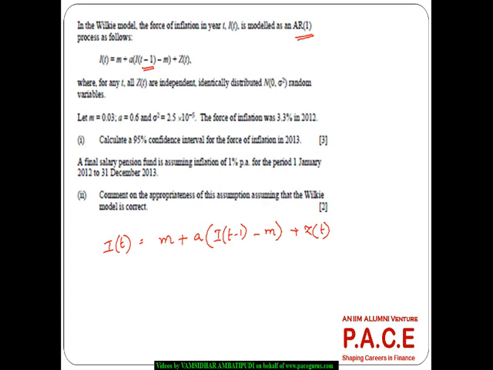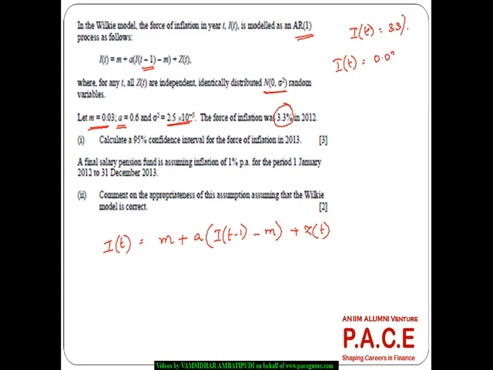Z(t) is an independent and identically normally distributed random variable with a mean of 0 and variance of sigma squared. Now we are seeing that the force of reversion, the pace at which the mean reversion is occurring, is 0.6, m as a constant is 0.03, and the variance is this much. And in 2012, the force of inflation was 3.3%, which means I(t-1) is 3.3%.